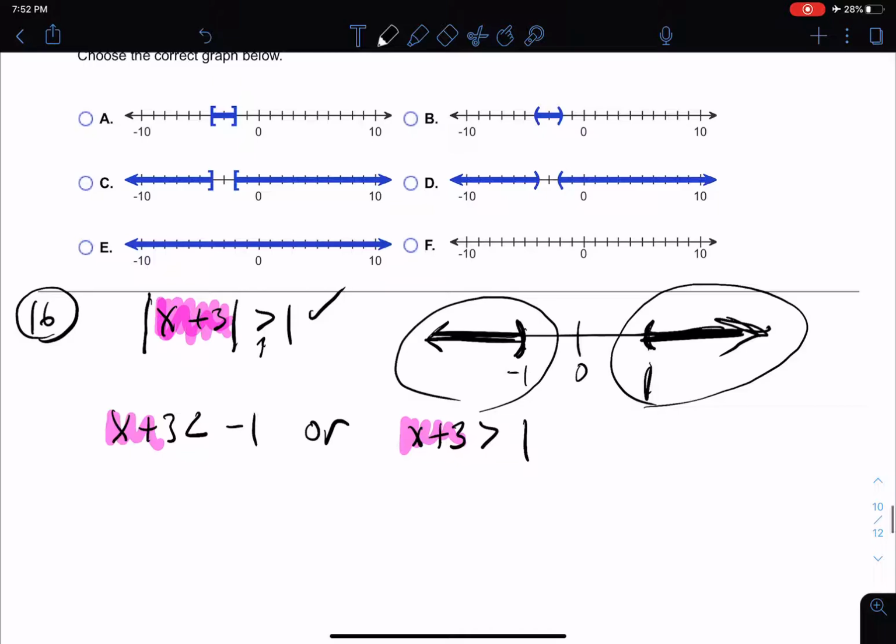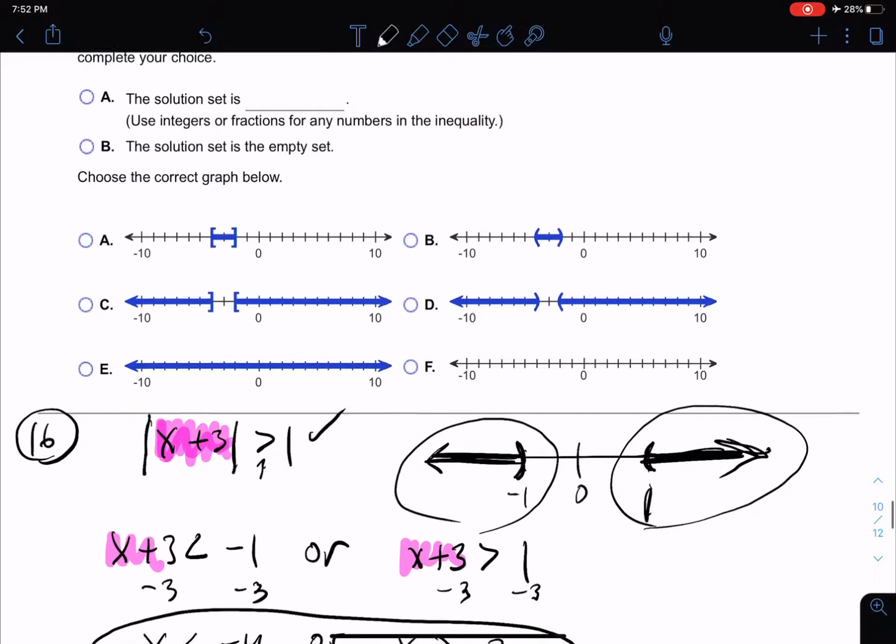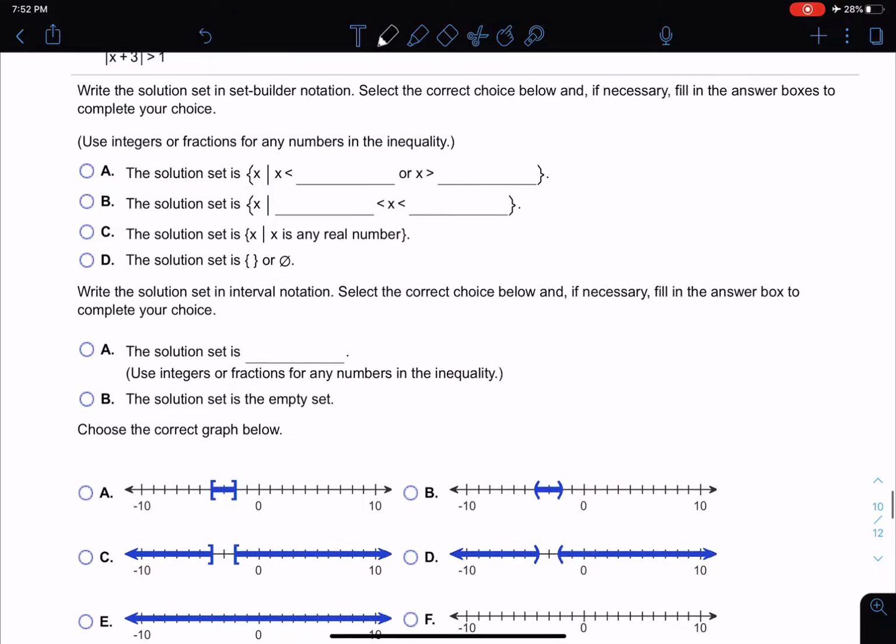So now what do we do? We solve. Subtract 3 on both sides, and I get x is less than negative 4, or I subtract 3 on both sides and I get x is greater than negative 2. And I got it done. So let's go up and fill in the blanks.